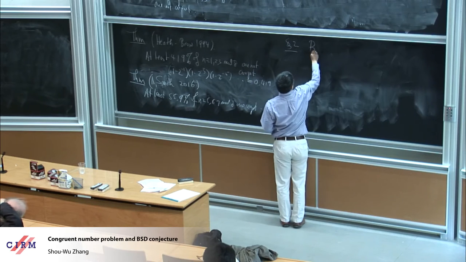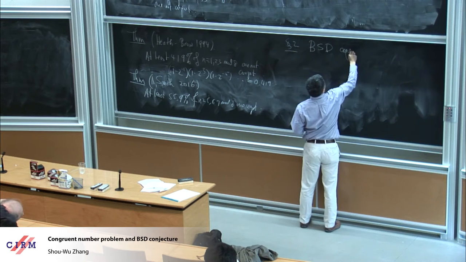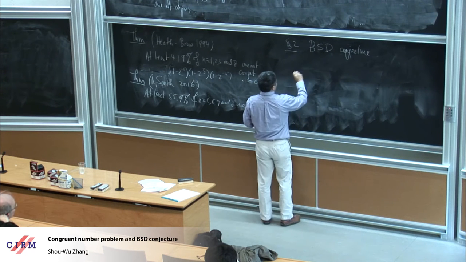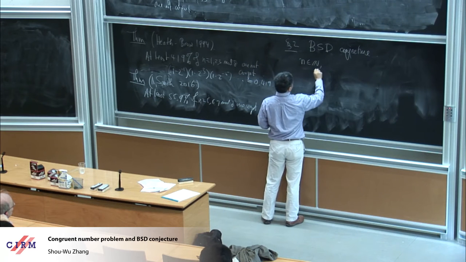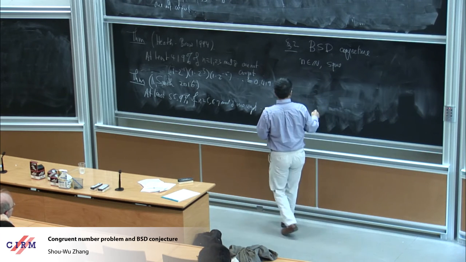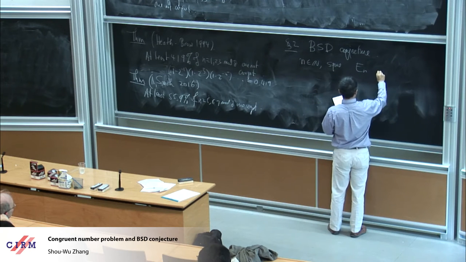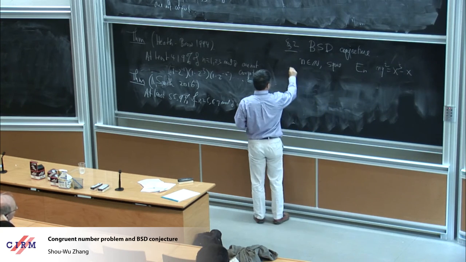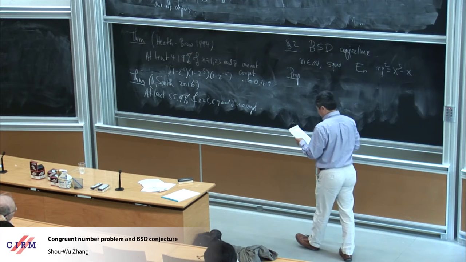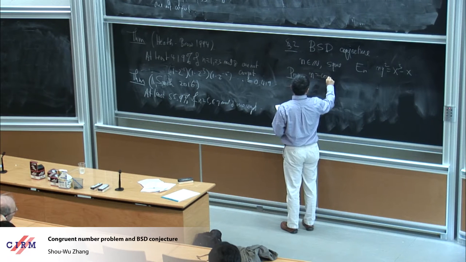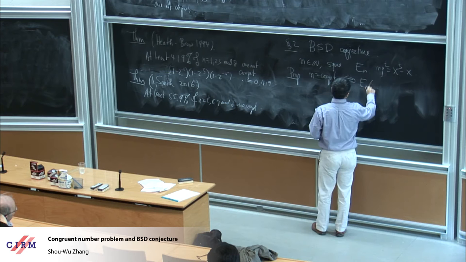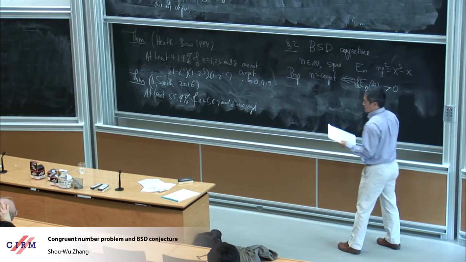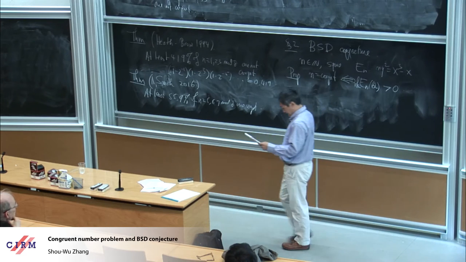Second part, about the BSD conjecture. So I just list. For n an integer, square free, I will fix that. So we consider the following elliptic curve, E_n: y^2 = x^3 - x n^2. The first proposition, probably already known to Fibonacci, is that n is congruent if and only if E_n(Q) is infinite. Of course, Fibonacci doesn't know this has a group law, but he probably already made a connection to this elliptic curve.